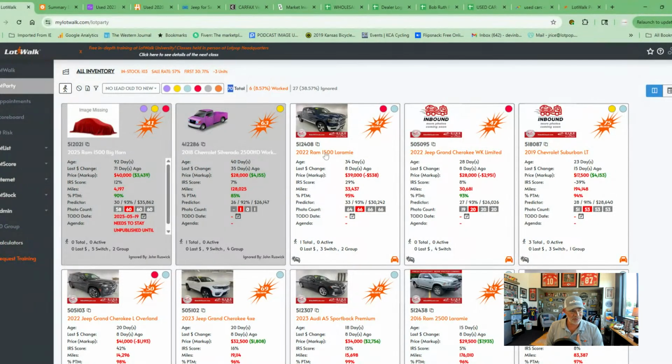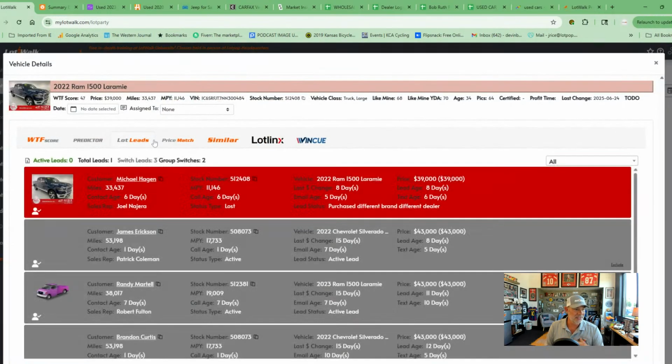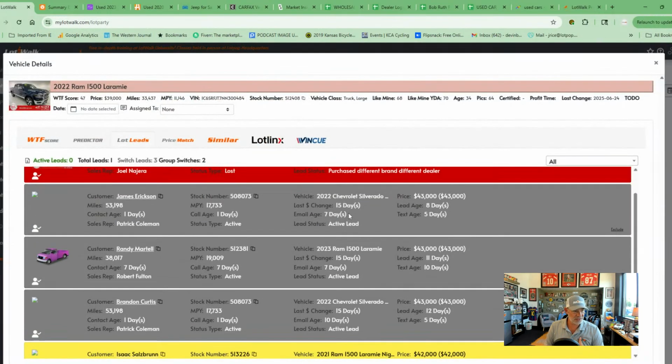But with this Ram, what I was talking about, it's a $39,000 Ram, no leads, but I have 3 switches. And what that means is this customer on this 22 Silverado at $43,000 is sold. It's an 8-day-old lead. Did they need a Silverado? They opened other large pickup trucks around that 40 grand. So I have these customers that I might be able to talk to and switch.